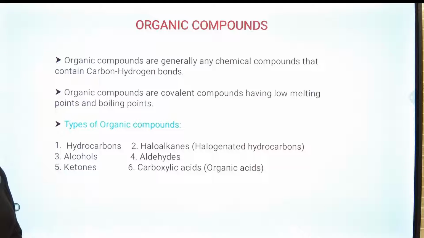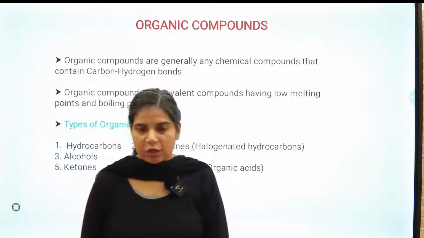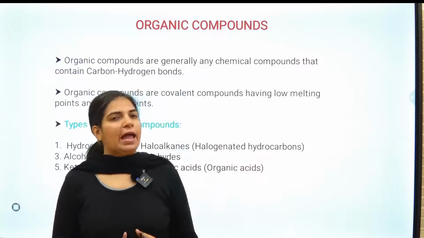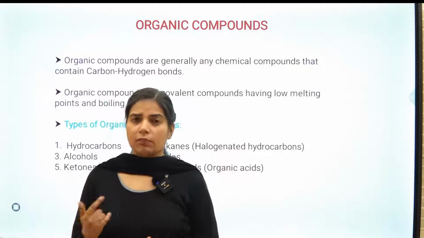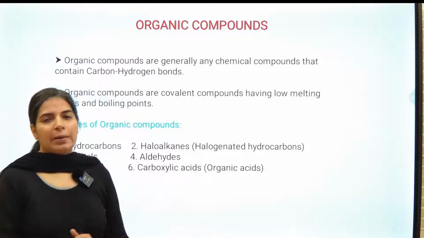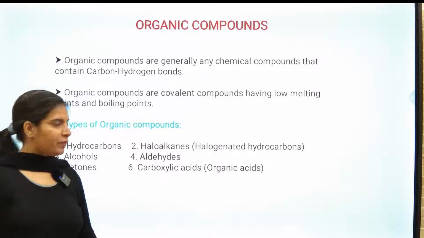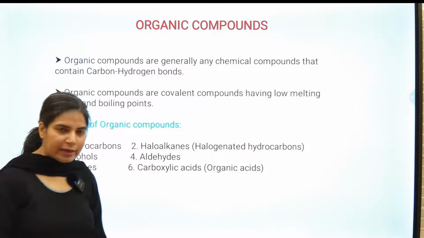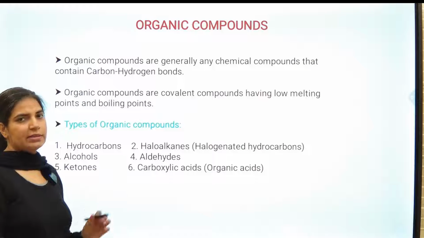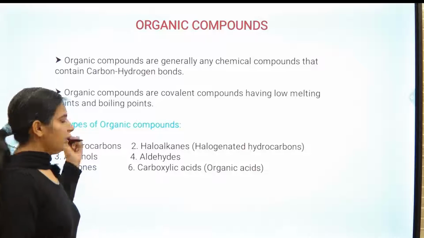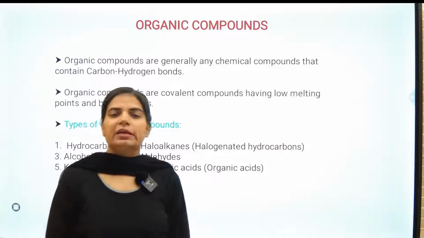Organic compounds are covalent compounds having low melting point and boiling point. We have various types of organic compounds. The first one is hydrocarbons, second is haloalkanes, third is alcohol, and the fourth one is aldehyde. Next is ketones, and the sixth one is carboxylic acids.